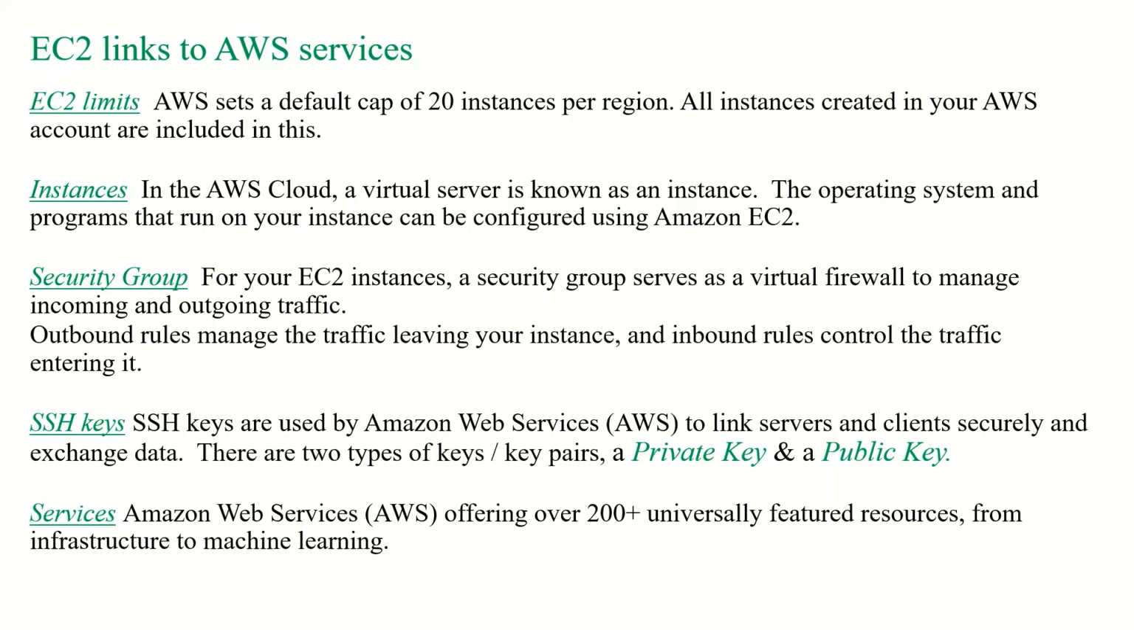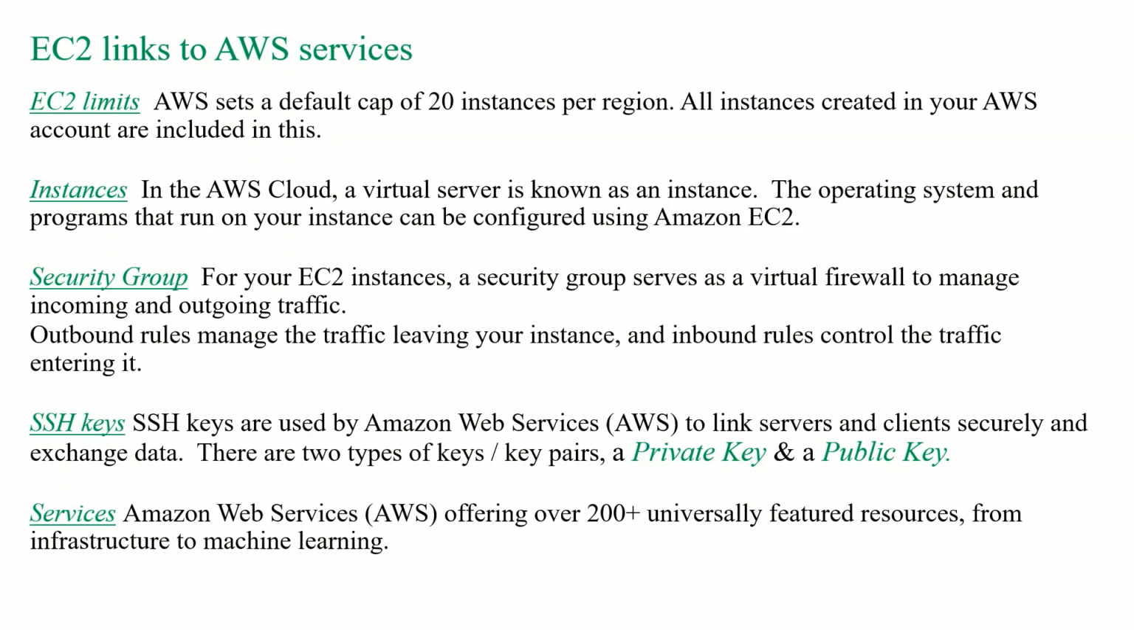Further, we have touched upon security groups, right, while creating this lab. What is a security group? For your EC2 instances, a security group serves as a virtual firewall to manage incoming and outgoing traffic. The outbound rules manage the traffic leaving your instance, and inbound rules control the traffic entering into it.